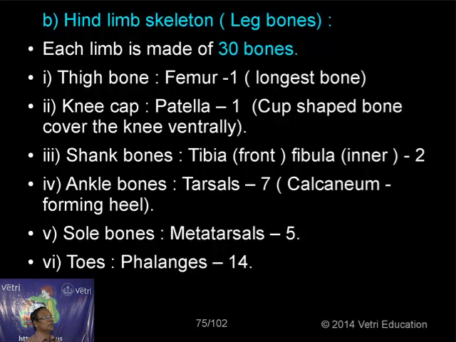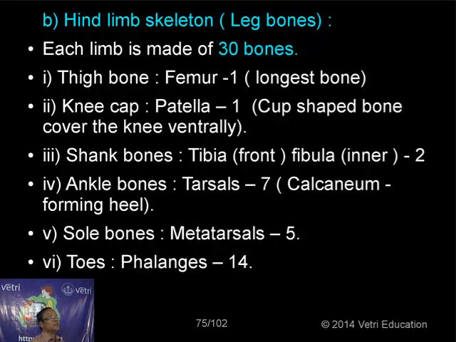Then we have the shank region, tibia and fibula. The tibia is the strongest bone. It bears the whole weight of the body. And the fibula is lying behind. Normally the tibia alone meets the femur, and the fibula meets only the upper part of the tibia bone. So the shank bones are tibia in front and fibula on the inner side, and the ankle bones are called the tarsals.